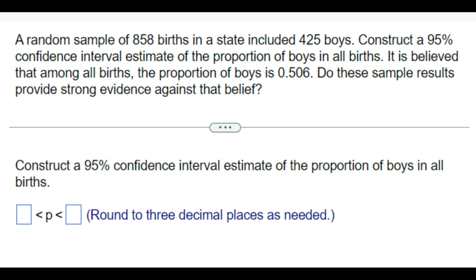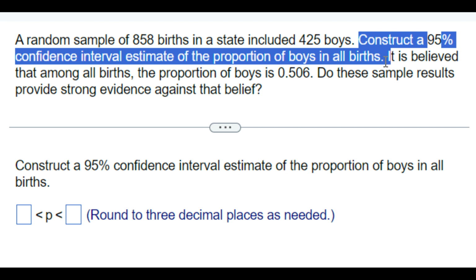So here is the statement of the problem, and let's see. We've got a total of 858 births. That's our sample size. And of those 858 births, 425 of them were boys. Okay, super. We're going to construct a 95% confidence interval. So this means that our confidence level is 95%. And that's as far as we're going to read for right now.